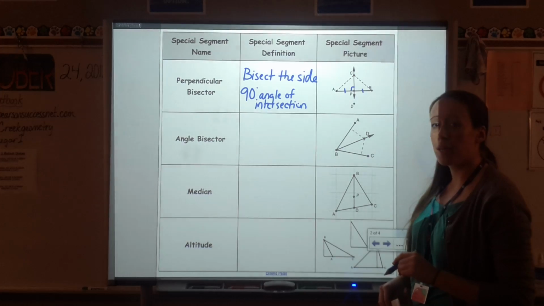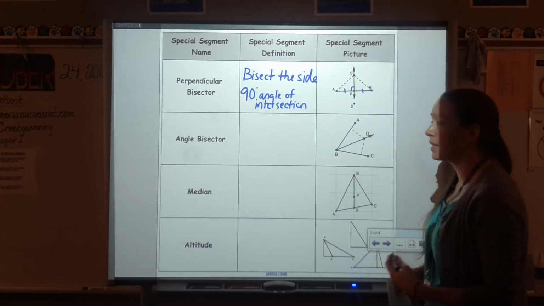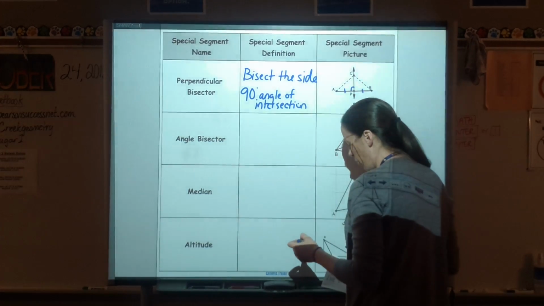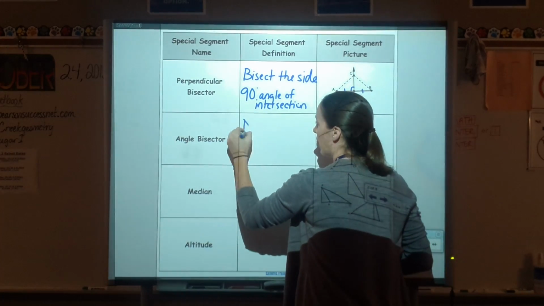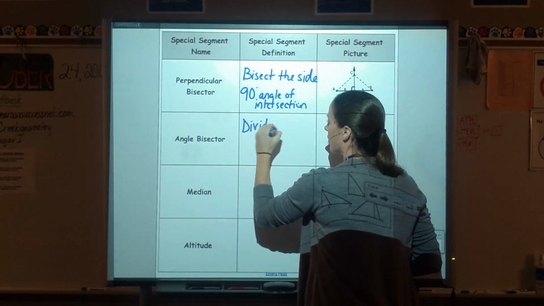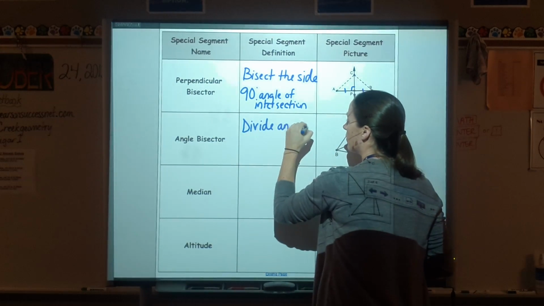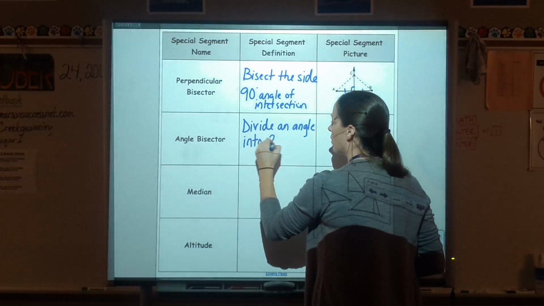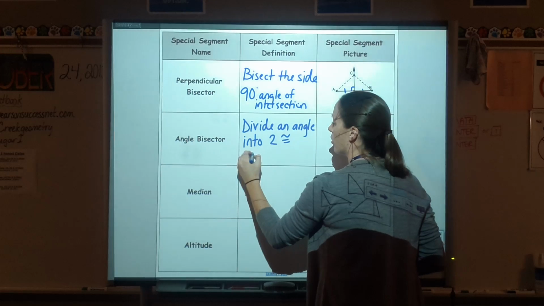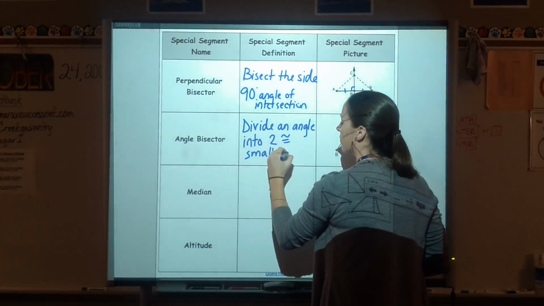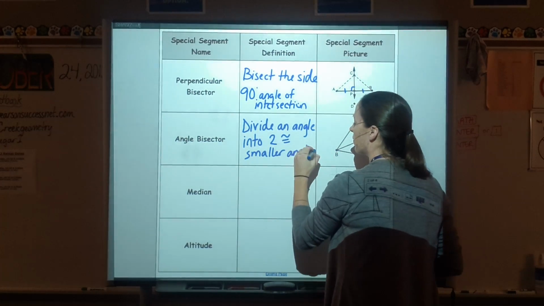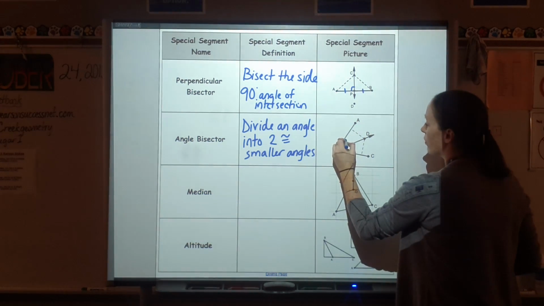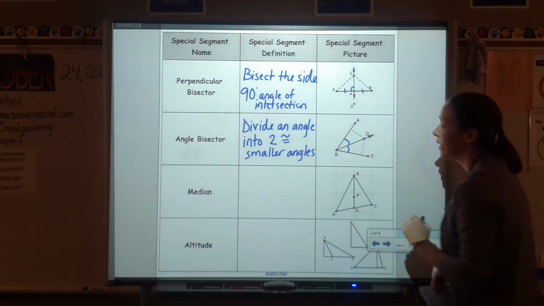Second, let's talk angle bisector. Again, that word bisect, continuing trend, but this time pertaining to angles. So an angle bisector is going to divide an angle, or each angle, into 2 congruent smaller angles. What might that look like in the diagram? Go ahead and give yourself those curves, 1 in each angle.